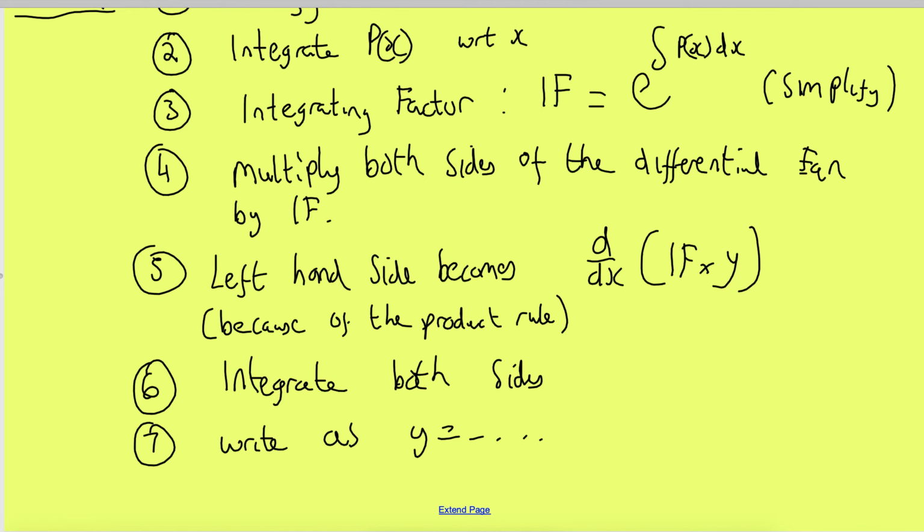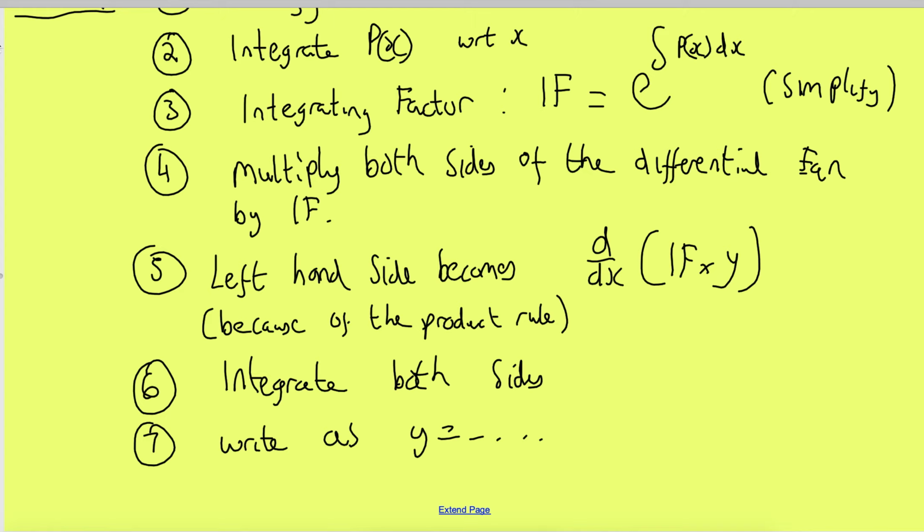So 7 steps, but the first 3 steps will be done in about 2 seconds, and I think it will take you about 2 minutes to do each one of these questions. It's not a particularly complicated 7 steps, but people do find this difficult, so don't worry if you do.